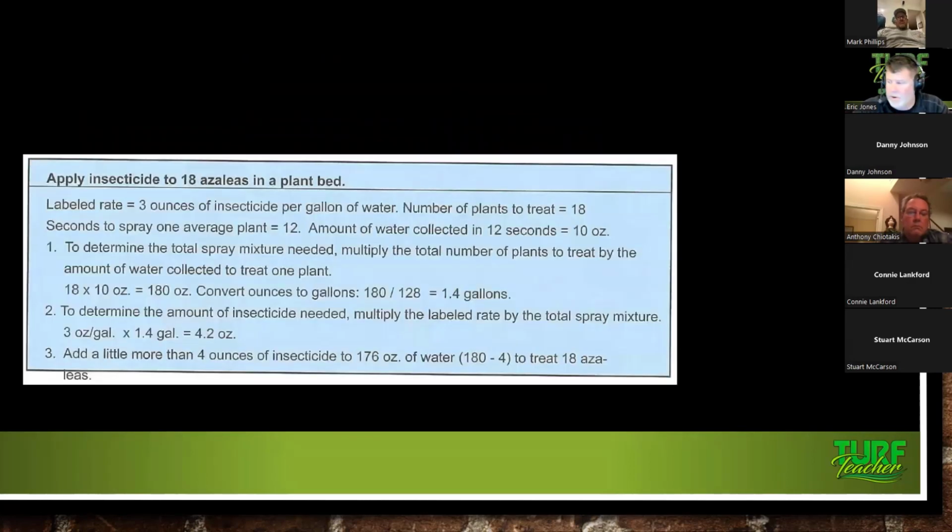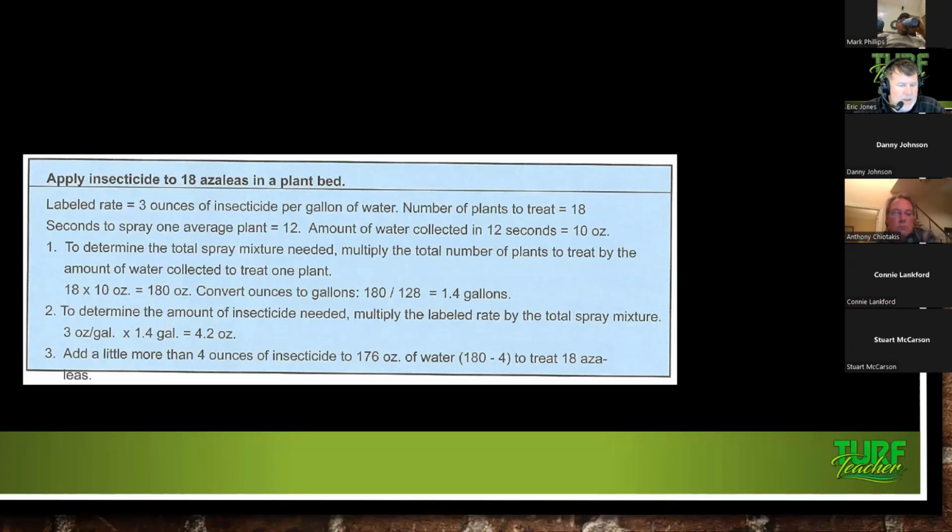And math problem number 2. Apply an insecticide to 18 azaleas in a plant bed. The labeled rate is 3 ounces of insecticide per gallon of water. The number of plants to treat is 18. The seconds to spray one average plant was 12. The amount of water collected in 12 seconds is 10 ounces. So to determine the total spray mixture needed, multiply the total number of plants to treat by the amount of water collected to treat one plant. 18 times 10 is 180 ounces. Convert it to gallons: 180 divided by 128, we need 1.4 gallons total spray mixture.